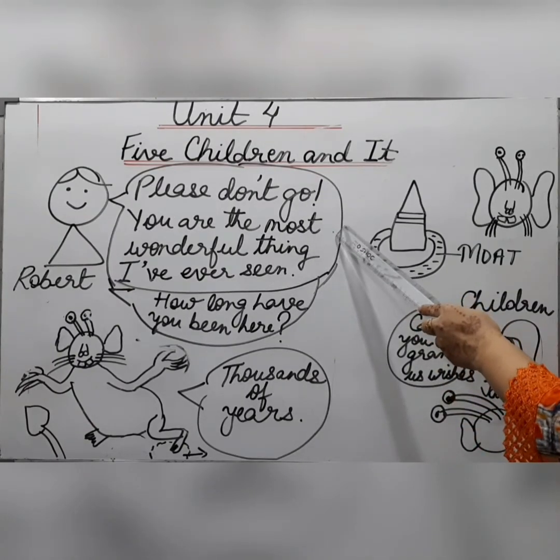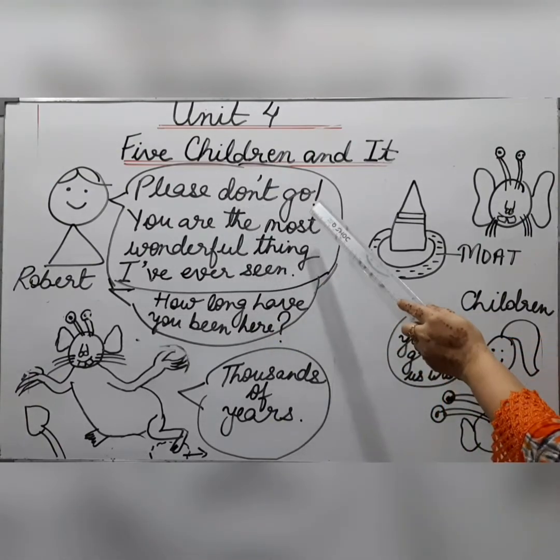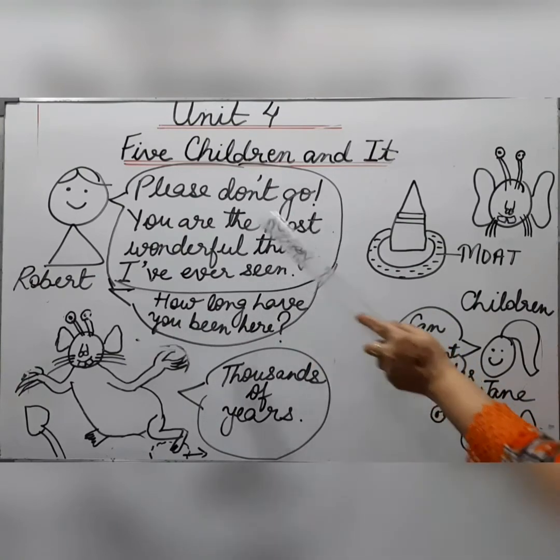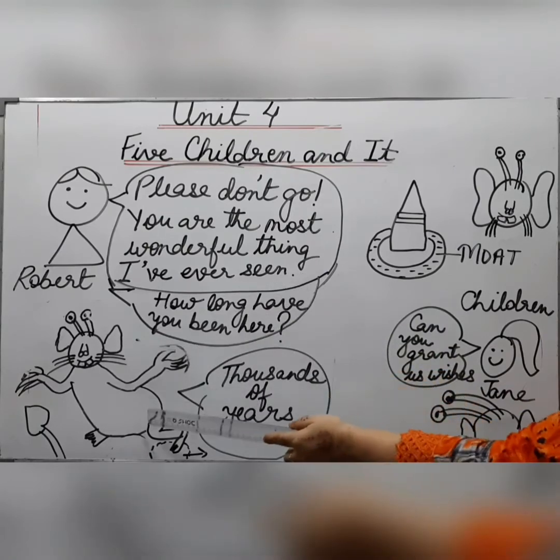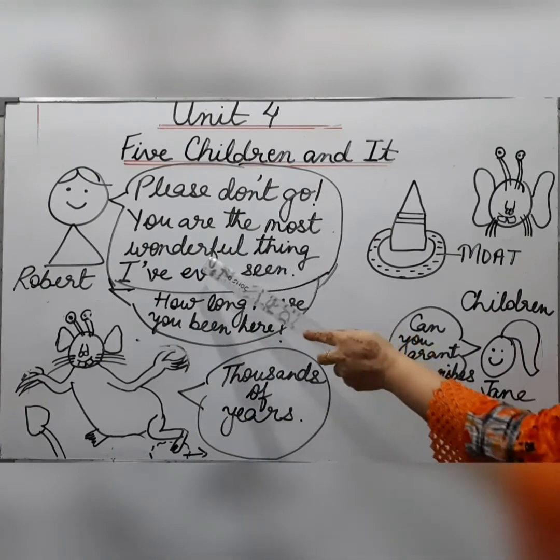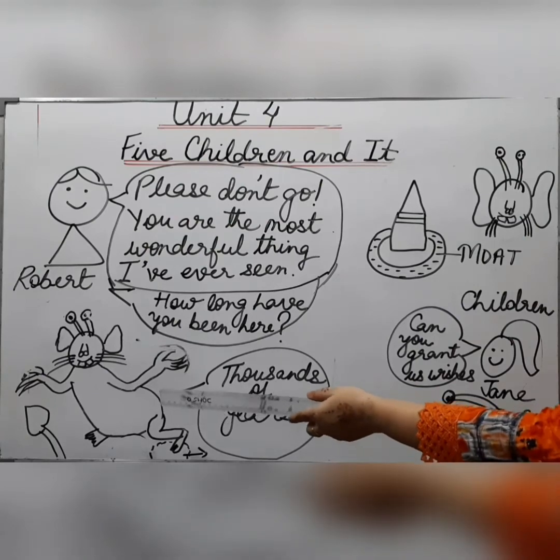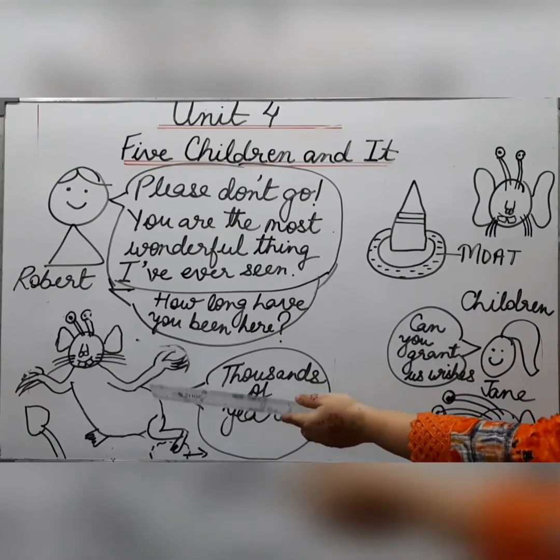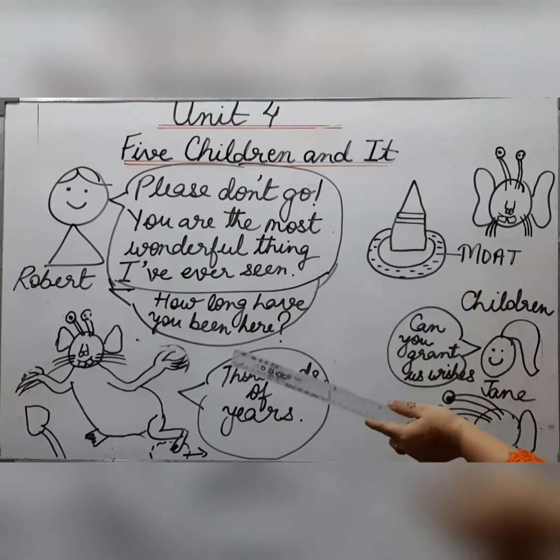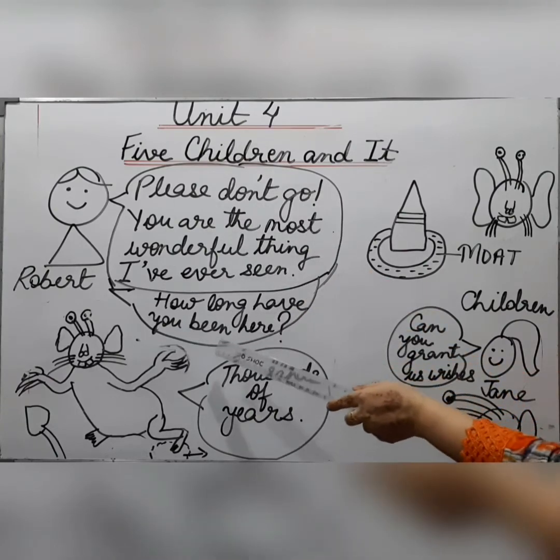Now when this Psammead or this creature was about to go, Robert requested, please don't go. You are the most wonderful thing I have ever seen. Now here you can see that Robert is praising this creature to please him, to make him happy. Then this Psammead was really happy hearing Robert, and he said that you are a sensible child.